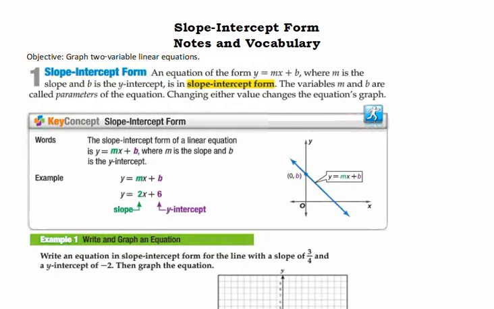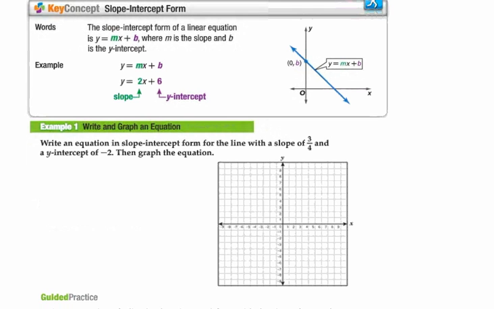Slope-intercept form says an equation of the form y = mx + b, where m is the slope and b is the y-intercept. We have to get used to seeing that, because you're going to see this equation many, many times. Again, this is called the slope-intercept form. The variables m and b are called parameters of the equation because they change. The y and the x are always going to be there. We're going to be changing the slope and the y-intercept. Okay. They give a good example there, but again, we looked at 2 good examples in the introduction.